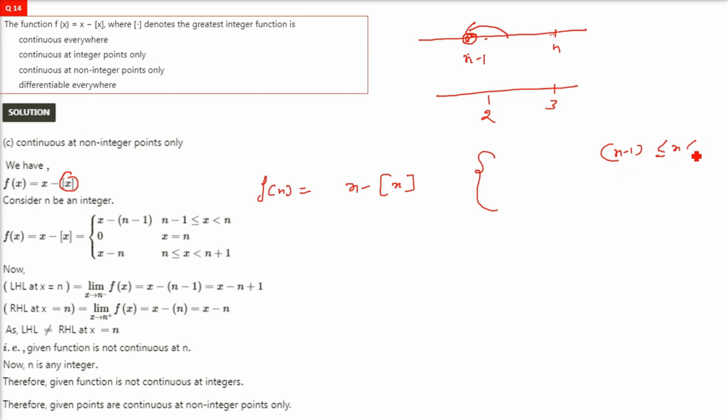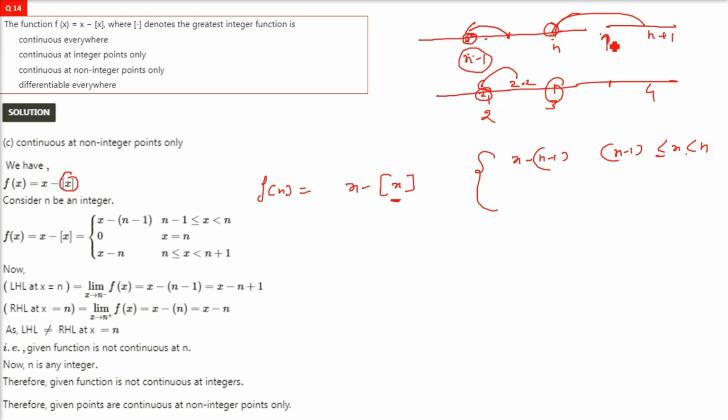How do you get this? The GIF function will give you n minus 1. That is, 2.3 will give you 2, 2.6 will give you 2, like this. So x minus n minus 1 you can write. Right? So 2.2 will give you 2, 2.6 will give you 2, 2.99 will even give you 2. But when you are between n and n plus 1, assume now you are between 3 and 4, and 3 is included always. Then what value are you going to get? Again 3. The same logic goes.